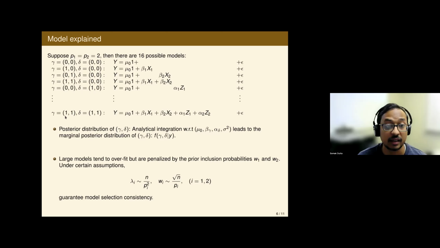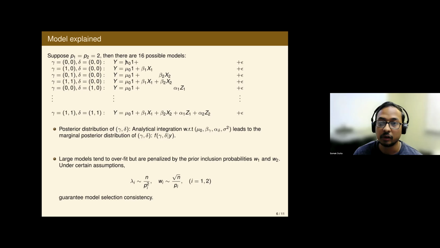And finally, the 16th model is where it thinks that both the SNPs and both the genes are important. So it corresponds to gamma being 1 and 1 for both the SNPs and delta being 1 and 1 for both the genes, and corresponds to a linear model where y, the trait values, are equal to the intercept plus effects of the 2 SNPs, plus the effects of the 2 genes, and plus the random error.